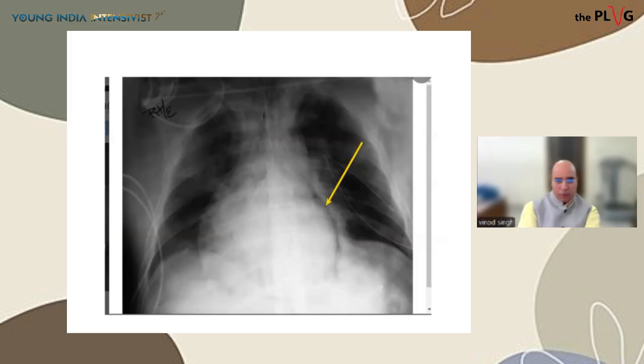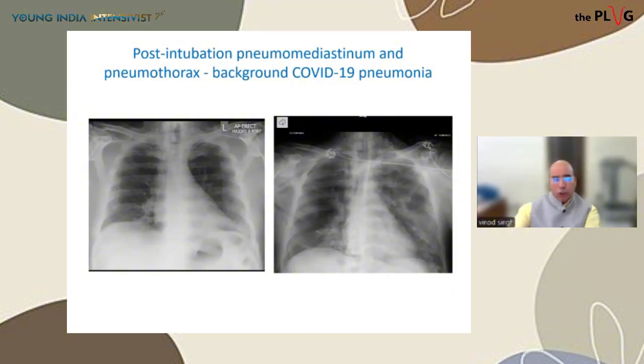And pneumomediastinum also, you should not miss it. You can see the margins of the heart, and you can see the air along the margins of the heart. This is suggestive of pneumomediastinum, and also look for pneumothorax. Again, here you can see pneumomediastinum post-intubation in a COVID patient.